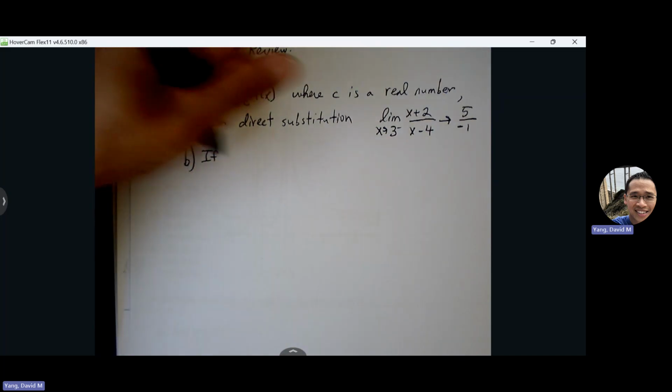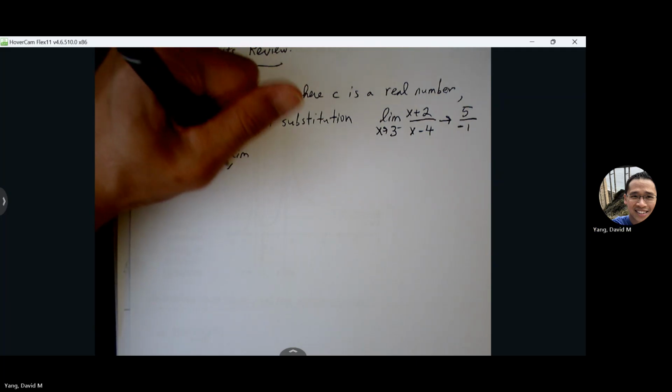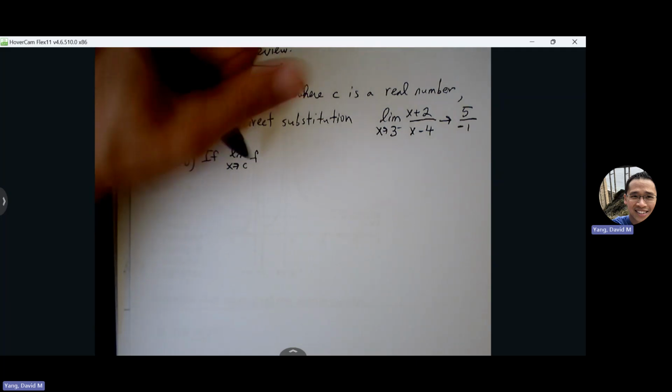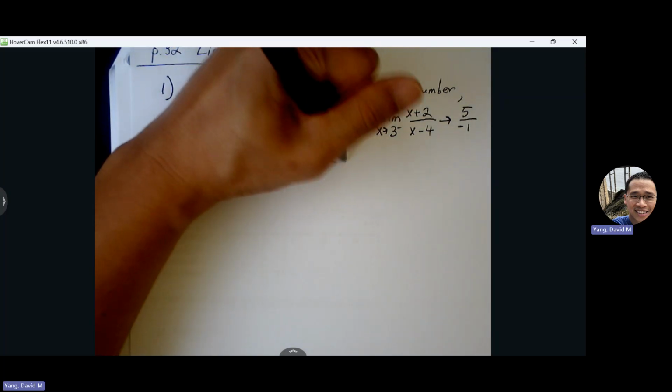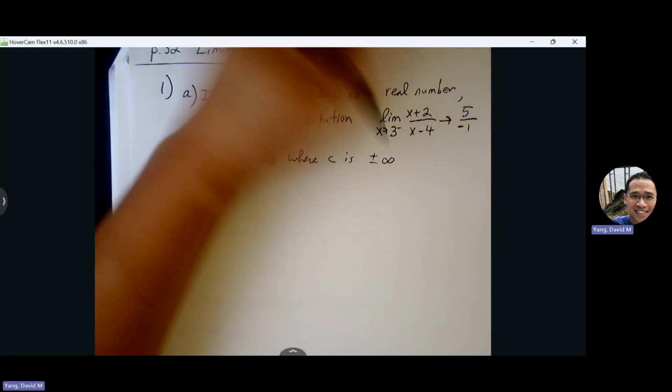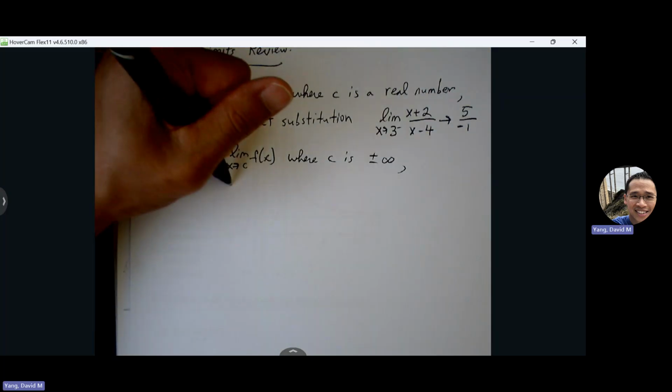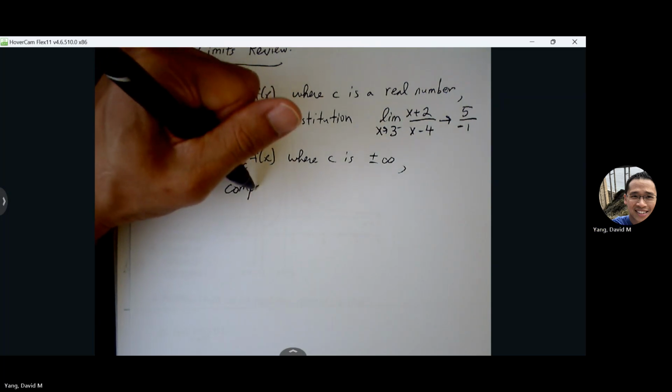And then if it's the limit as x approaches c of f of x, where c is plus or minus infinity, then we always compare degrees.